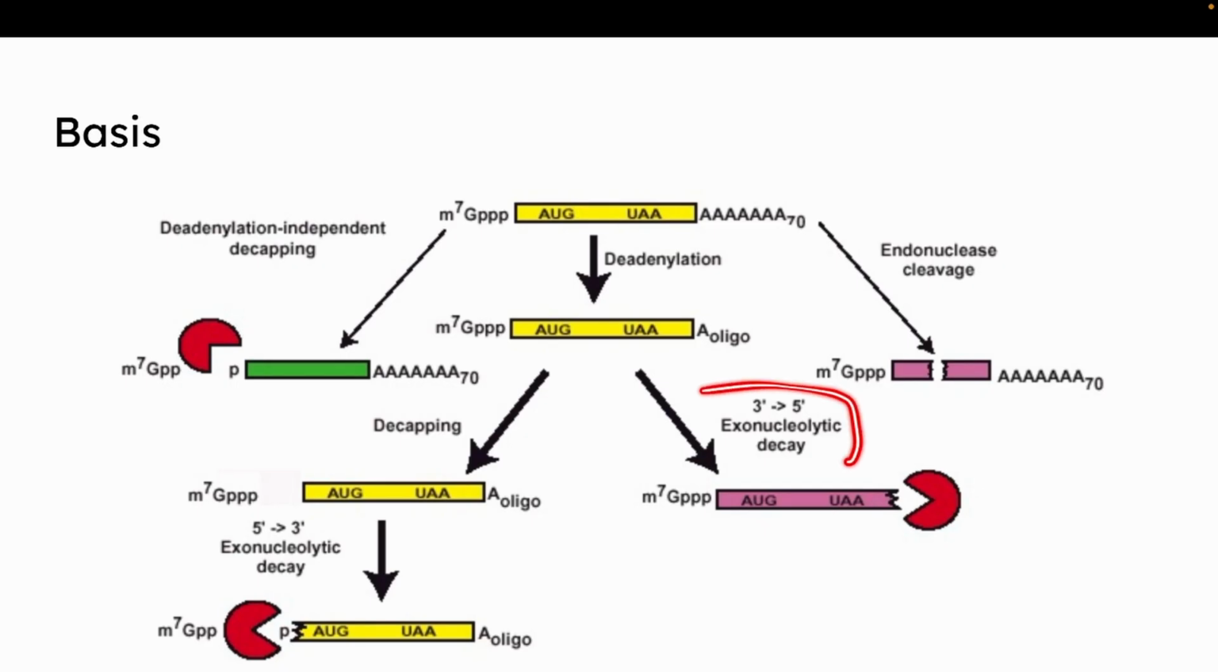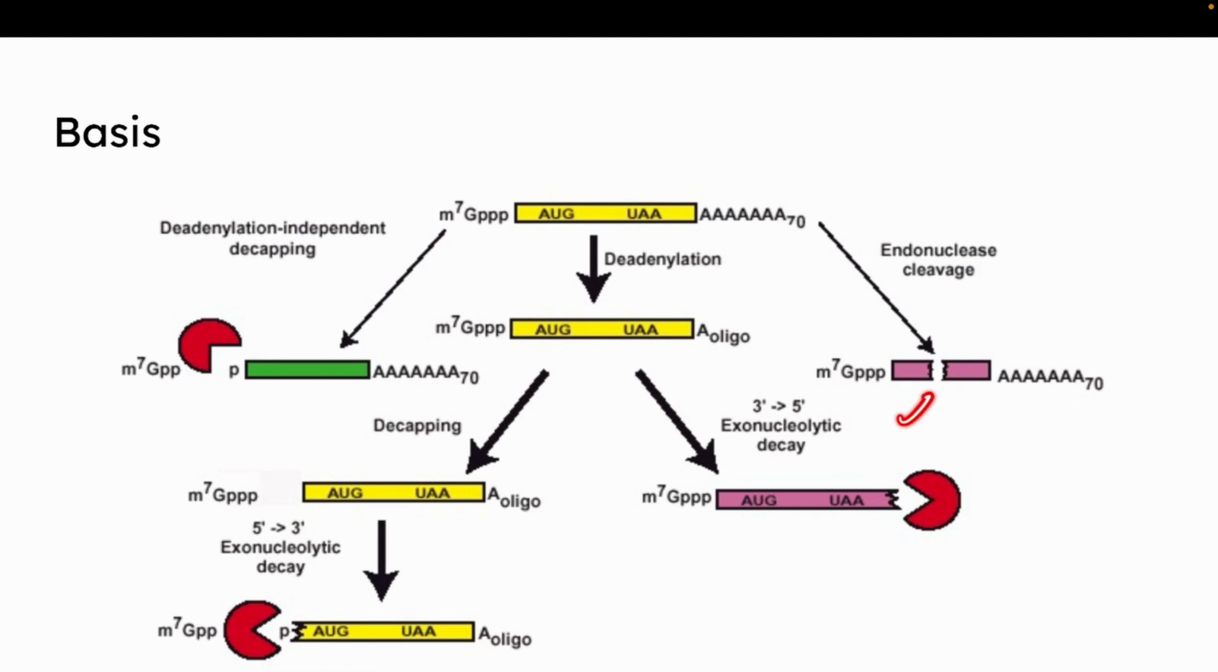Down here, you can see this 3' to 5' exonuclease decay. This is when you have no tail, right? And so little Pac-Man, the little deadenylase exonuclease, comes and starts munching at his butt. On the other hand, if you decap, if you have no more cap, you get 5' to 3' exonuclease decay, and you get a muncher down from the 5' end.